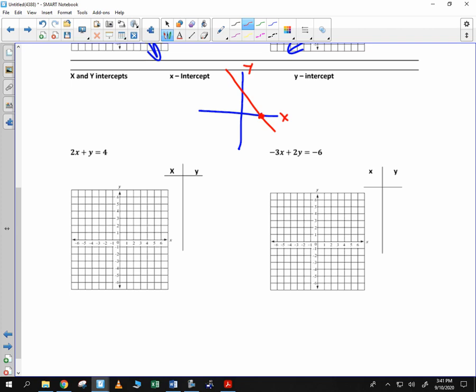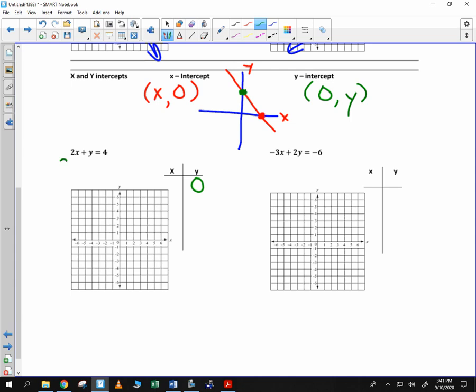And when a graph crosses the x-axis, we know that the y value is 0. And when a graph crosses the y-axis, we know that the x value is 0. So if you want to graph a line, one great way to do it is to plug in 0 for y and then find the x-intercept.